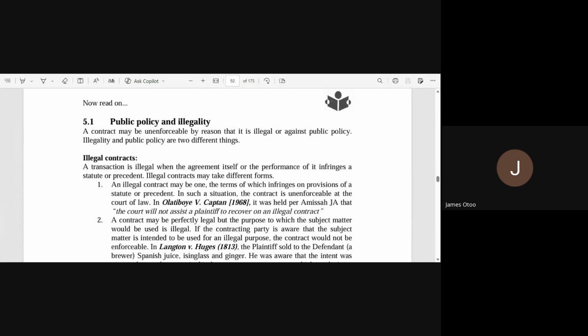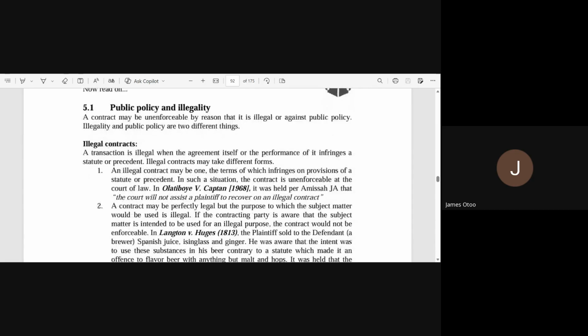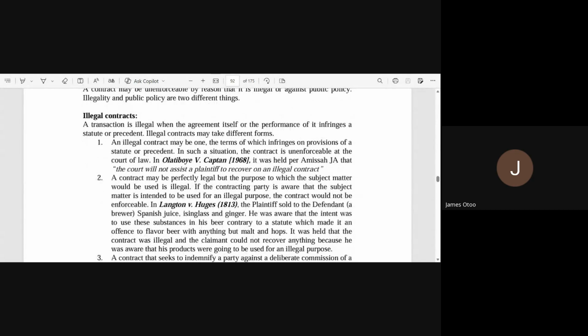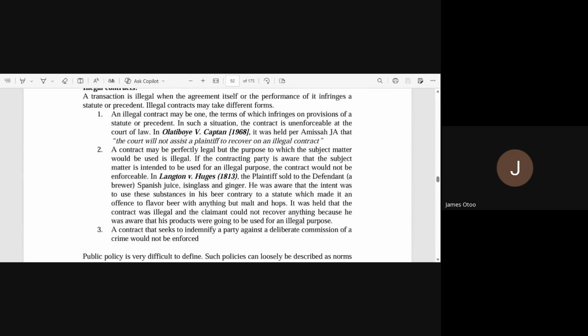In Olatibu versus Captain, it was said that the court will not assist a plaintiff to recover under an illegal contract. So when you enter into an illegal contract and the person fails to pay you, you can't go to court. If you go to court, your case will be dismissed. A contract may be perfectly legal, but the purpose to which the subject matter would be used is illegal. So the contract itself is legal, but the purpose is not.